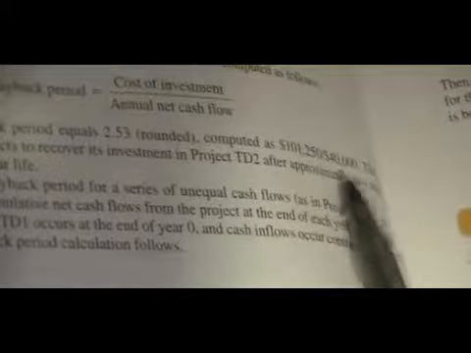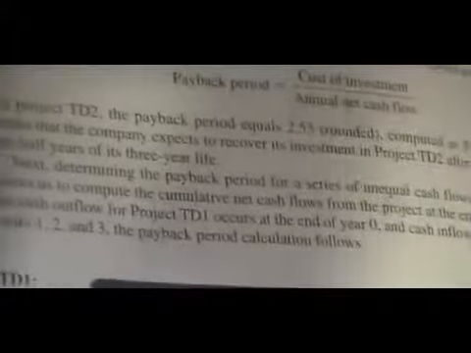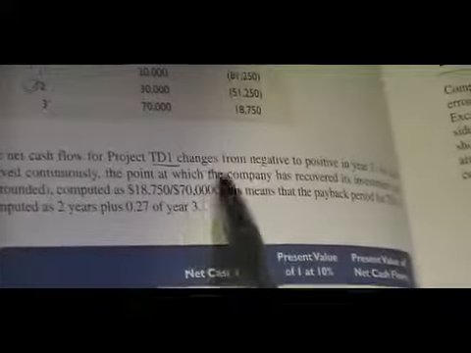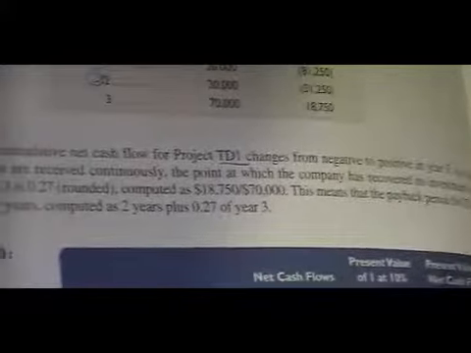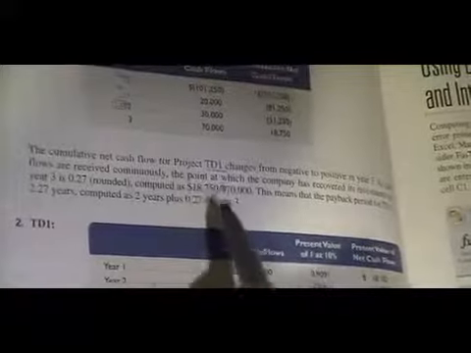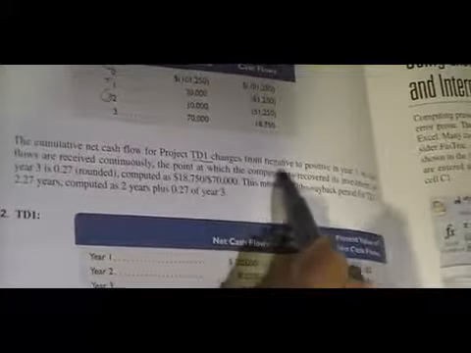Net cash flow, 40. This means the company expected to recover its investment of TD2 in 3 years, right? So on and so forth. So for TD2, let's see what it is. Cumulative net cash flow for the project TD1 changes from negative to positive in year 3, right? So we know after 1, 2, 3, in the third year, somewhere in between the third year, we had to pay into it, right? Yeah. So as you can see, it changes from negative to positive in 3 years.